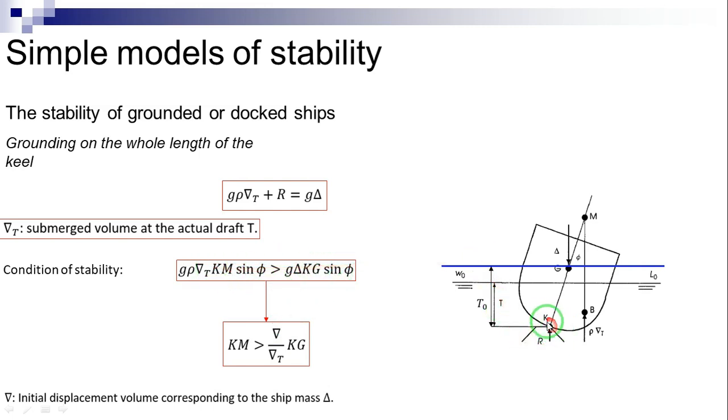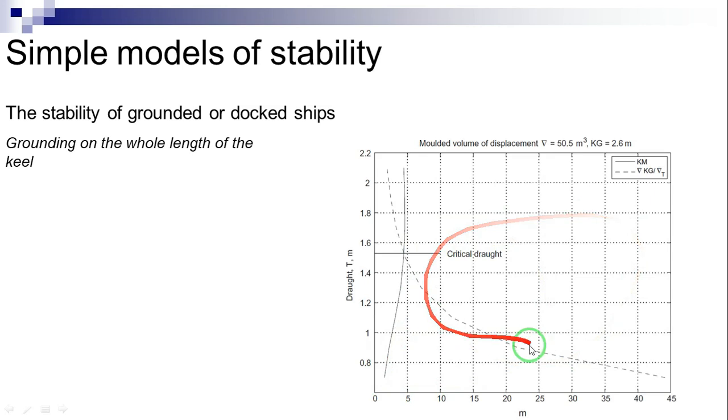The inequality means that the ship has stability if the moment produced by the buoyancy is larger than the moment produced by the ship weight. This equation can be simplified as this one. Here, nabla is in fact the initial displacement volume corresponding to the ship mass delta. For instance, the following figure shows the curve KM and nabla divided by nabla T times KG as a function of draft. As can be seen, the critical draft in this case is 1.53 meters.